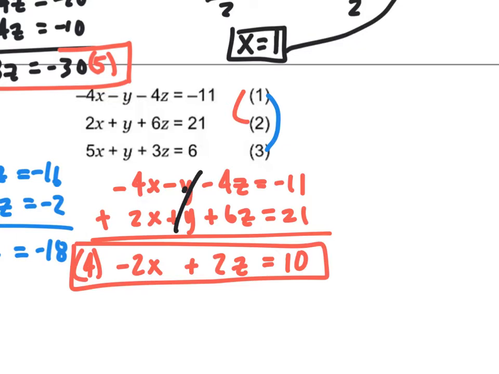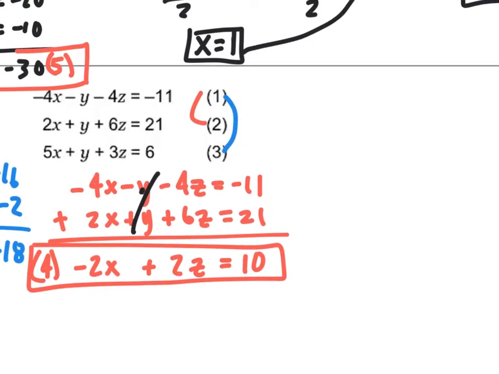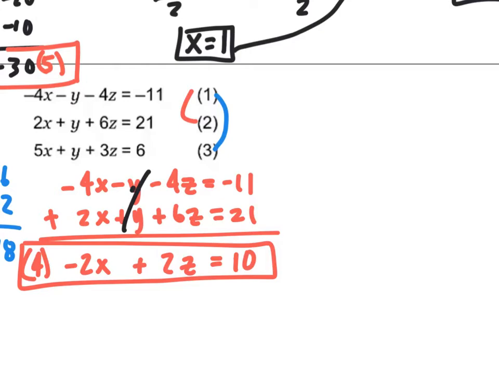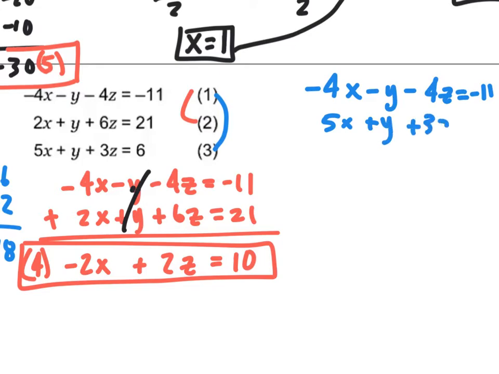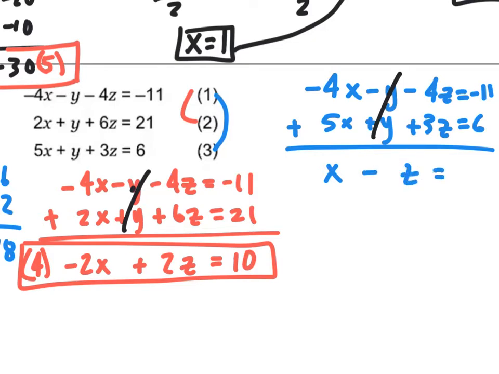Okay, we'll come back to that. All right, now let's take equations 1 and 3 and add them together. So I'm going to rewrite negative 4x minus y minus 4z is equal to negative 11. I'm going to take 5x plus y plus 3z, and that's equal to 6. Okay, add these together, and that's going to give me just an x. The y's get eliminated. And then I'm going to get minus z, and that's going to give me negative 5. Okay? And this is equation 5.